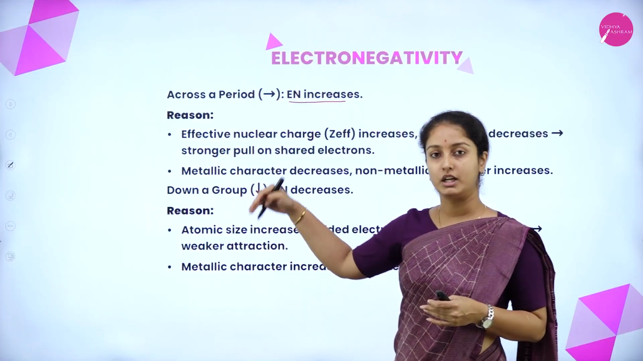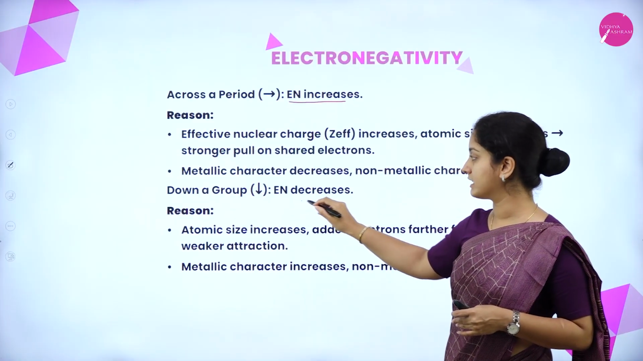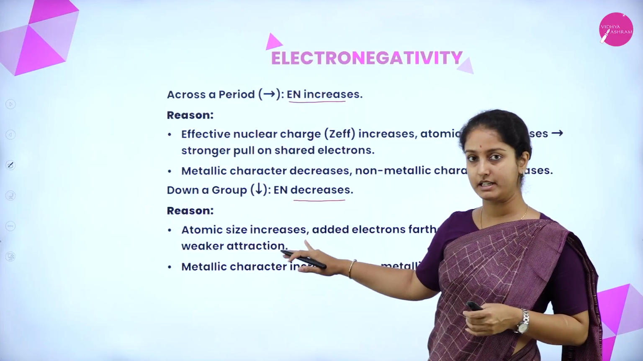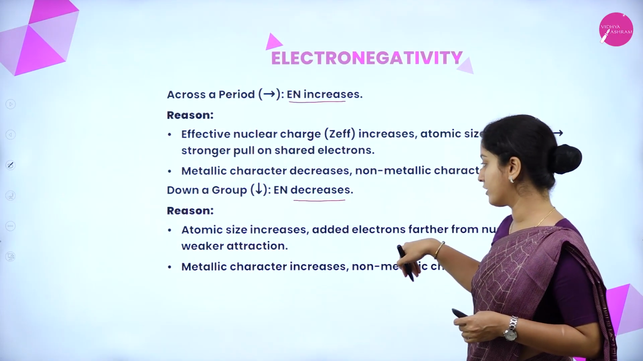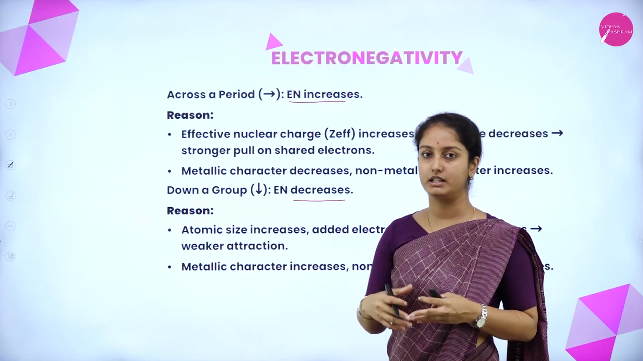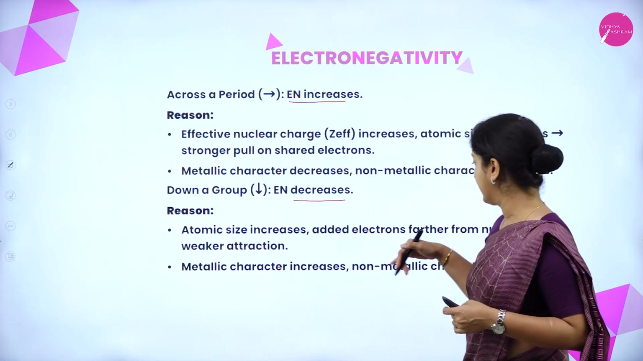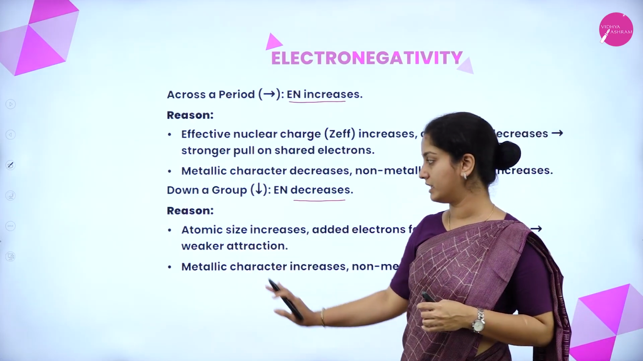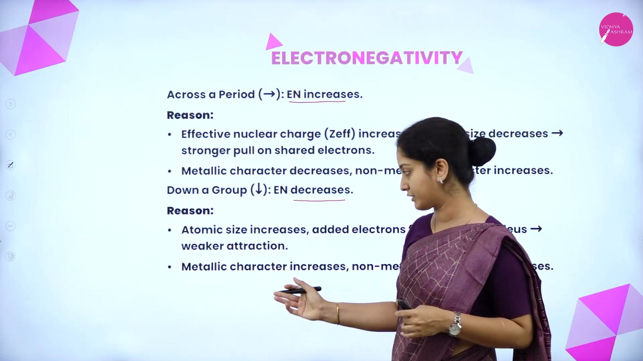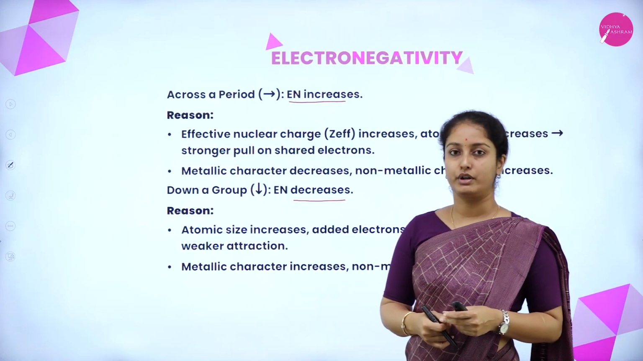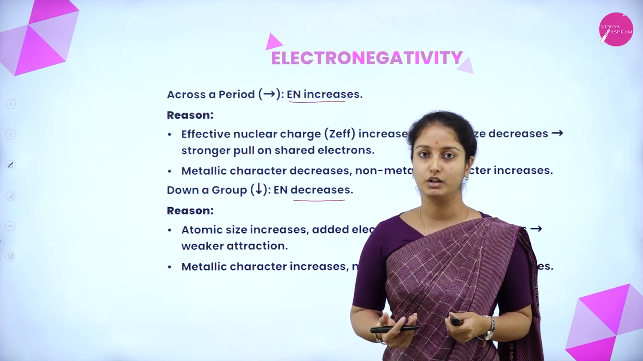And when you go down the group, electronegativity decreases. That is the reason: atomic size will increase and therefore more electrons will be added to the outermost shell, which leads to a larger atomic size. Because of this, there will be a weaker force of attraction between the nucleus and the outermost electron. So, the metallic character increases and non-metallic character is going to decrease down the group.